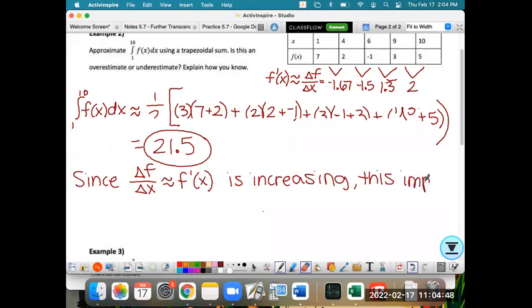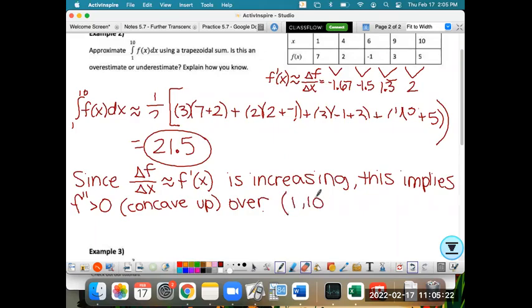and I don't care if your wording is a little bit different, so long as it logically flows from one part of your statement to the other. That, you said it's concave up? Okay, and I'll also put that f double prime is greater than 0. Over what interval? Because it's not always. Over 1 to 10, yes, not including the endpoints. We don't know for sure there. Those could be points of inflection.